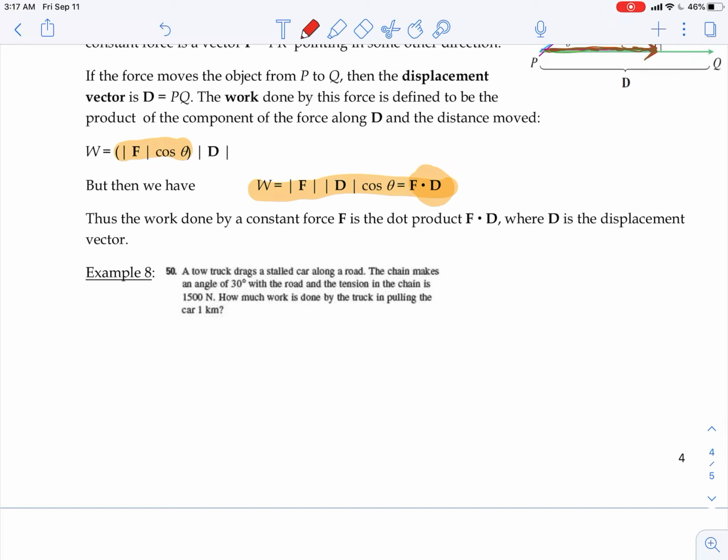Example 8 for homework. A tow truck drags a stalled car along a road. The chain makes an angle 30 degrees with the road, and the tension in the chain is 1,500 newtons. How much work is done by the truck in pulling the car 1 kilometer? And so when we're looking at doing this problem, we can go ahead and just kind of draw the vectors.